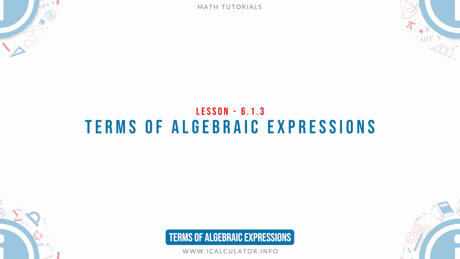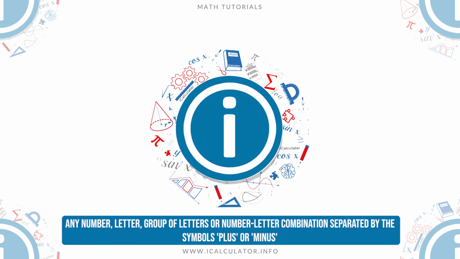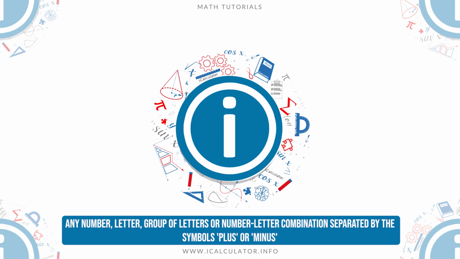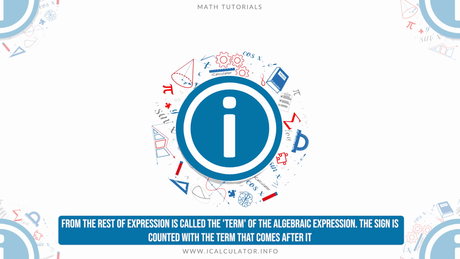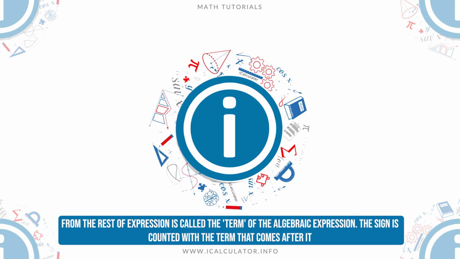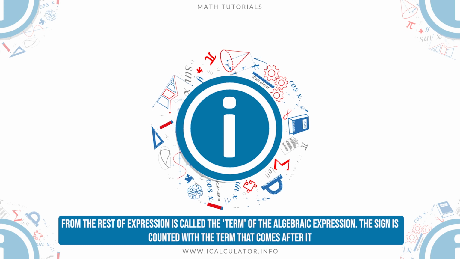Terms of algebraic expressions. Any number, letter, group of letters or number-letter combination separated by the symbols plus or minus from the rest of the expression is called a term of the algebraic expression. The sign is counted with the term that comes after it.